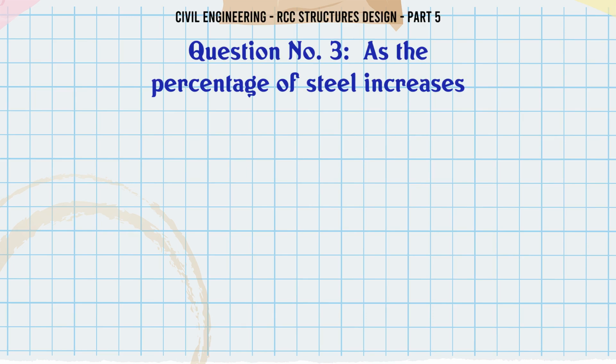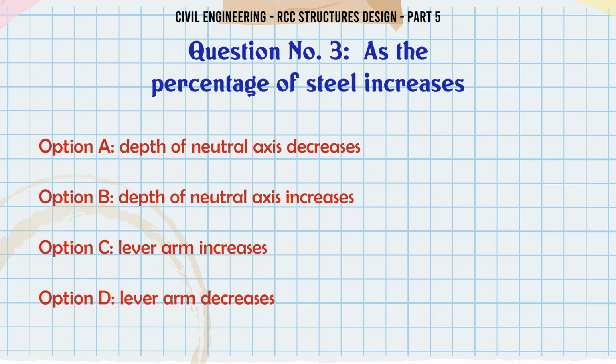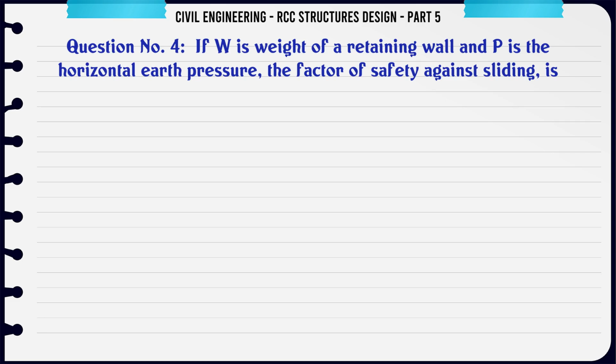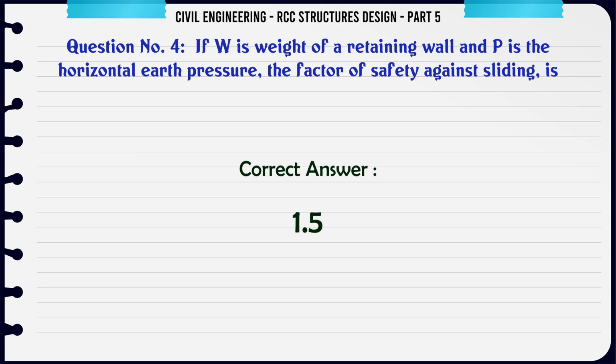As the percentage of steel increases, A depth of neutral axis decreases, B depth of neutral axis increases, C lever arm increases, D lever arm decreases. The correct answer is depth of neutral axis increases. If W is weight of a retaining wall and P is the horizontal earth pressure, the factor of safety against sliding is A 1.0, B 1.25, C 1.5, D 2.0. The correct answer is 1.5.